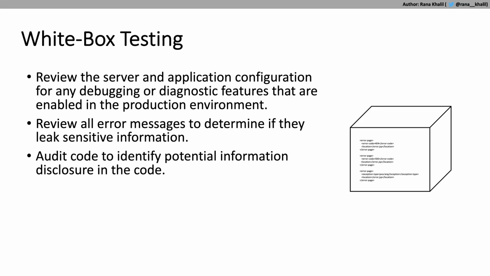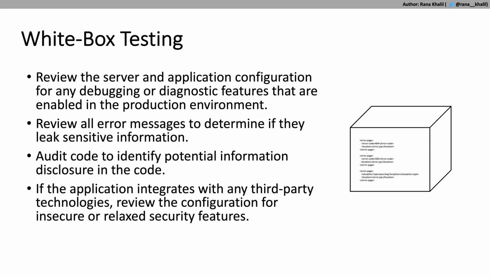The third one is intentionally broad: audit code to identify potential information disclosure in the code. So like I said, information disclosure could happen in many places in the application and for many reasons. And so it's difficult to exactly describe how to audit the code to identify potential information disclosure. So instead, what you could do is identify what information is considered to be the very sensitive information in your application, and then audit the code for the sensitive functionalities in your application that could potentially leak that sensitive information.